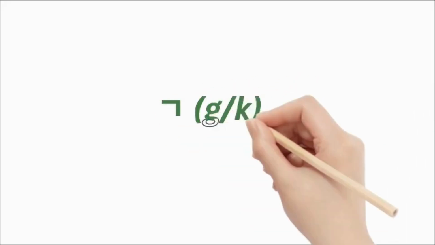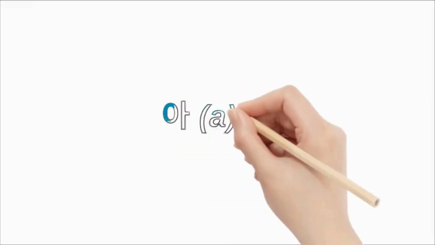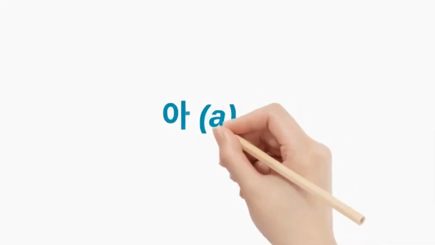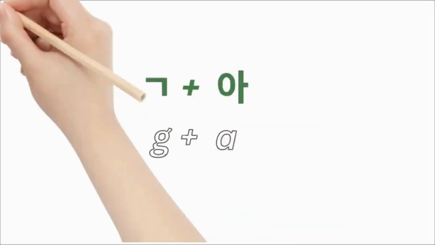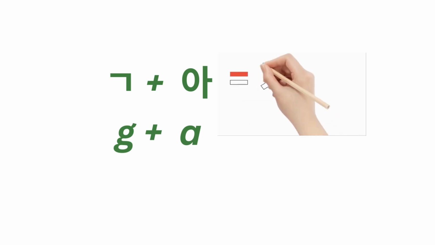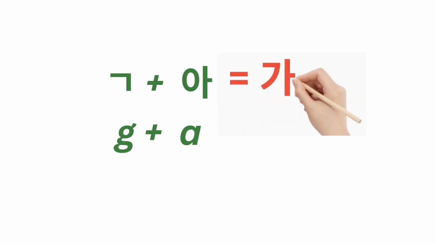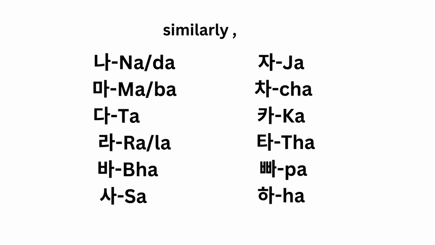This is the 기억. We pair it with the vowel 아. 기억 plus 아 makes 가. Similarly, do the same with other consonants too. 나, 마, 다, 라, 바, 사, 자, 차, 카, 타, 파, 하. Similarly, you all do this with all the consonants and practice it well.